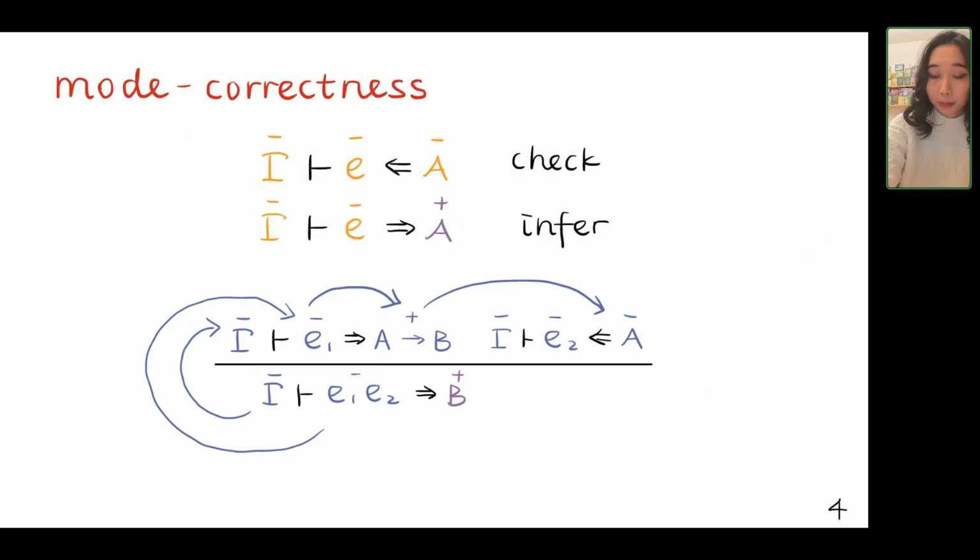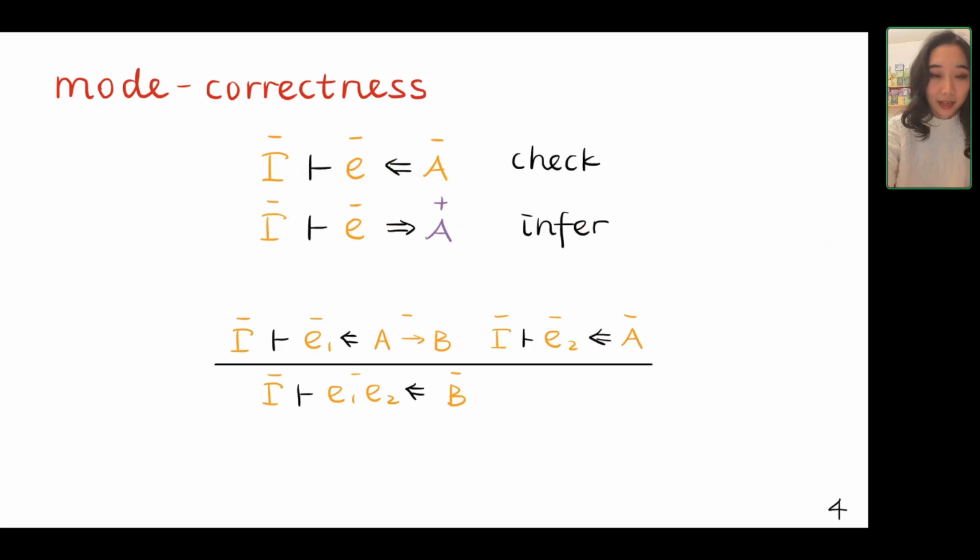So now all the premises are resolved. We can output B as the whole output of the system. And this is why this rule is mode correct. Let's think about if we'd designed this rule differently. Say, for example, if we check all premises, what would happen?